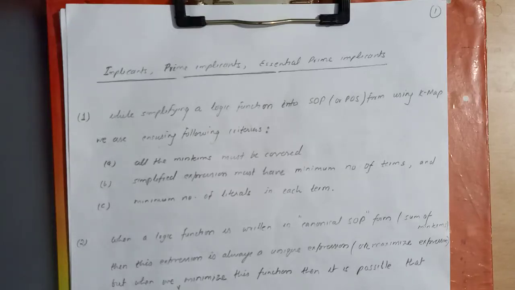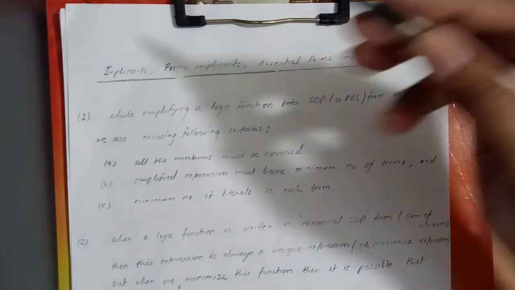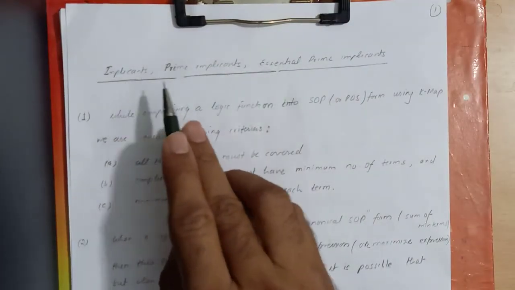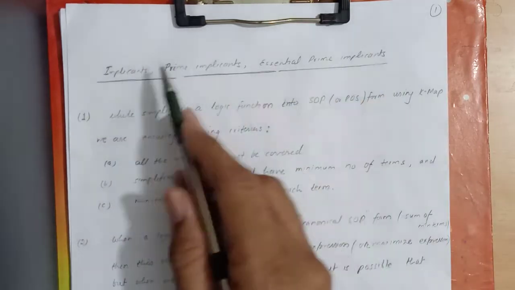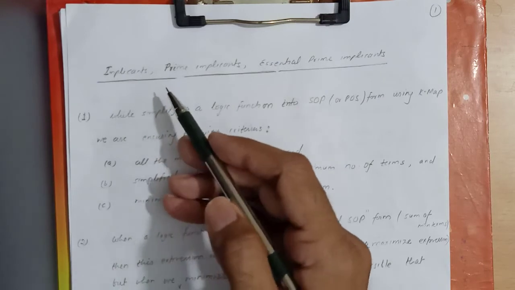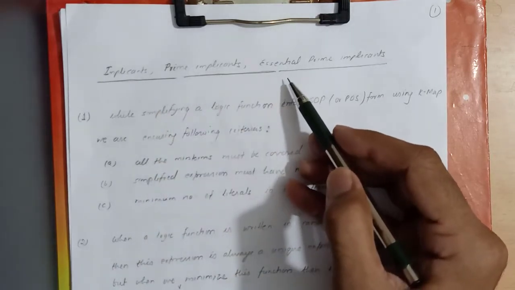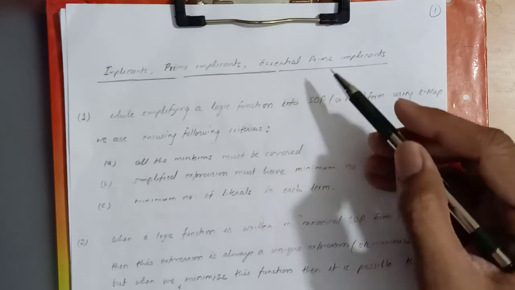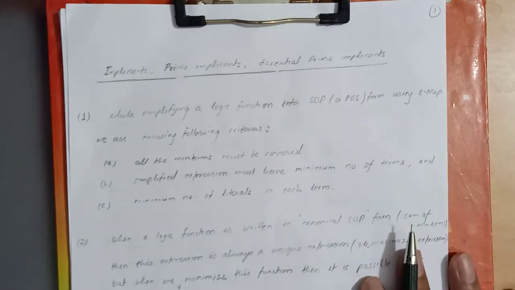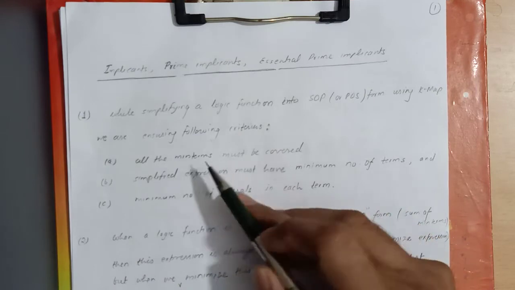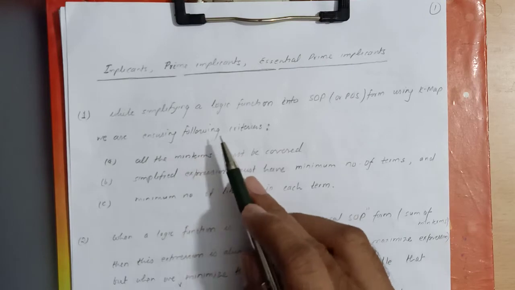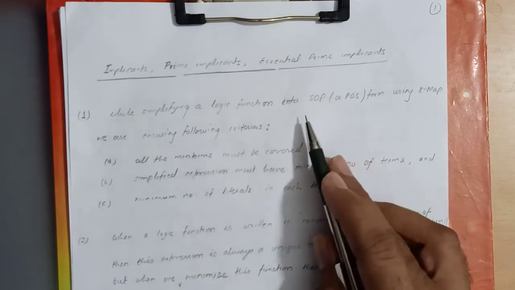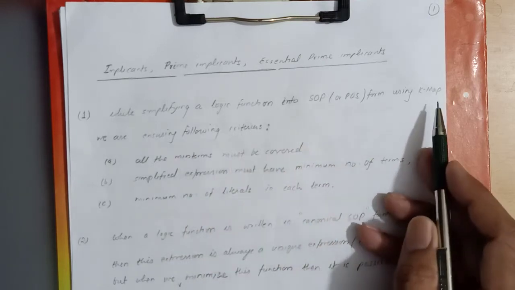Hello everyone. Okay, so today we will discuss three important terms: prime implicant, prime implicants, and then essential prime implicants. All these three terms are used to find the minimum expression from the K-map. So in the previous lecture we have already seen how we can find the minimum expression, which is in the form of SOP or POS, using K-map.